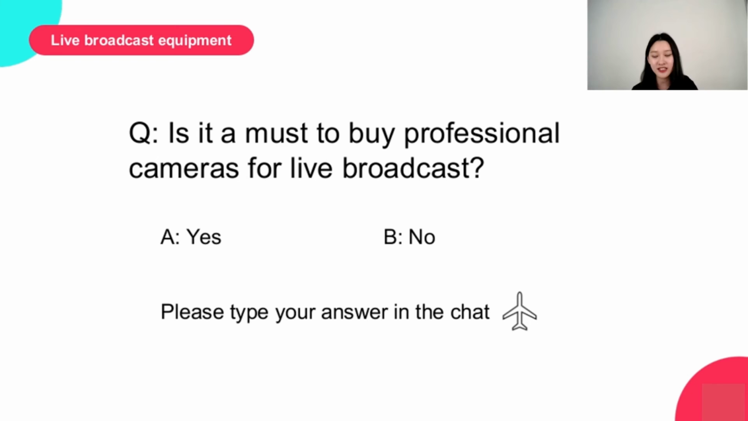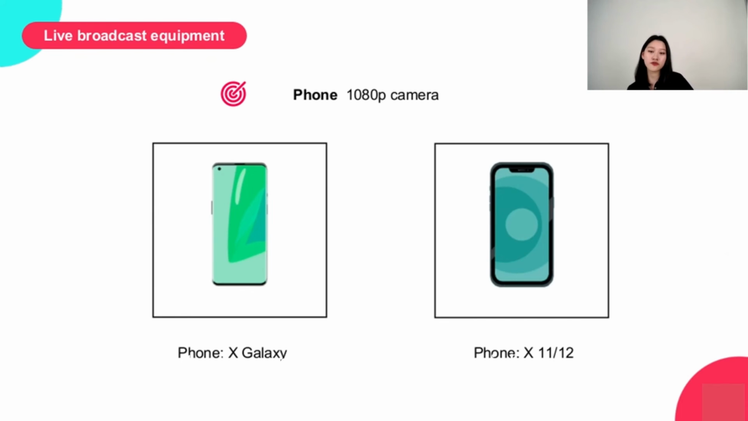You don't really need an expensive and professional camera to start a live broadcast. Actually, most of the middle or high-range smartphones in the market are good enough for a live broadcast as long as you have a 1080 pixel camera. So, for sellers, especially for new sellers, you really don't have to spend a lot of money on buying a very expensive, fancy, or professional camera to do your live.